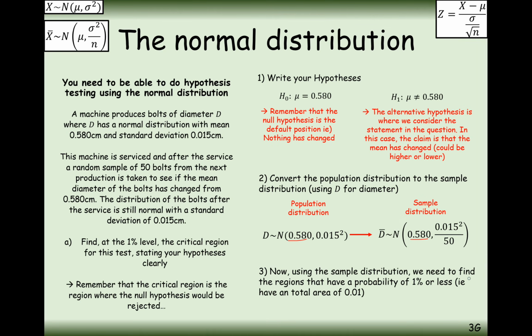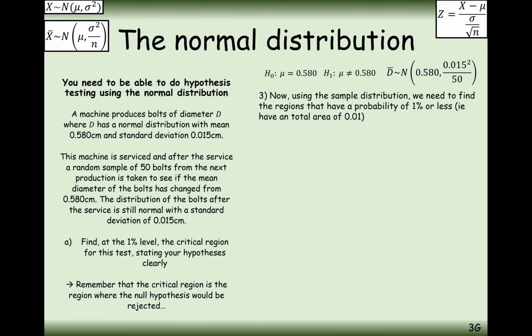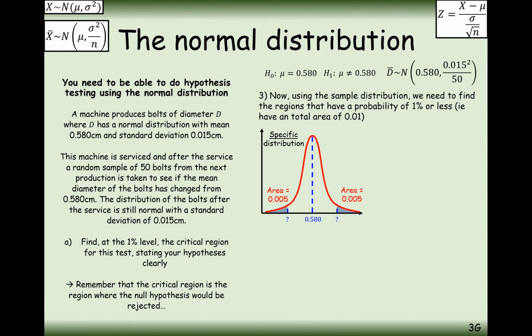Now, using the sample distribution, we need to find the regions that have a probability of less than 1%, or a total area of 0.01. Now, what we're going to have to do there is divide up our tails into 0.005 probability in each tail. Now, one way of doing this, the first way that I would probably do this is actually to use the inverse normal mode on my calculator, but let's just show you a question where we do use this conversion to Z values. It will be worthwhile going ahead and doing that.